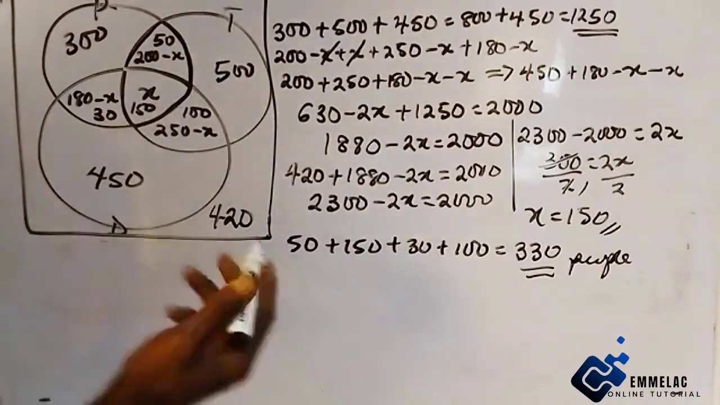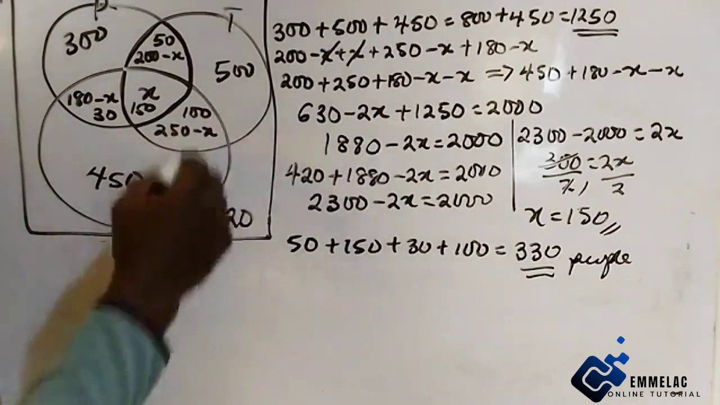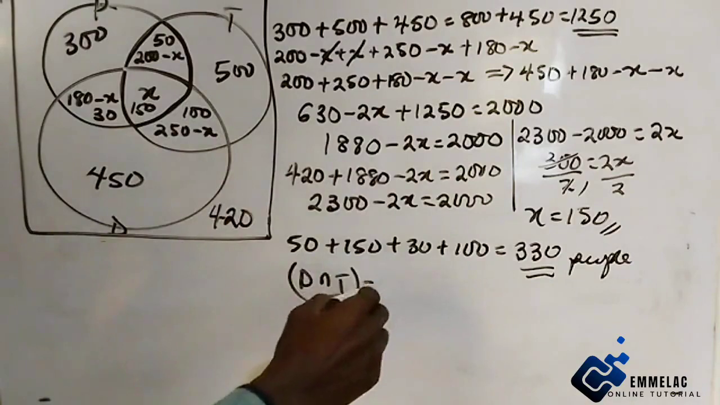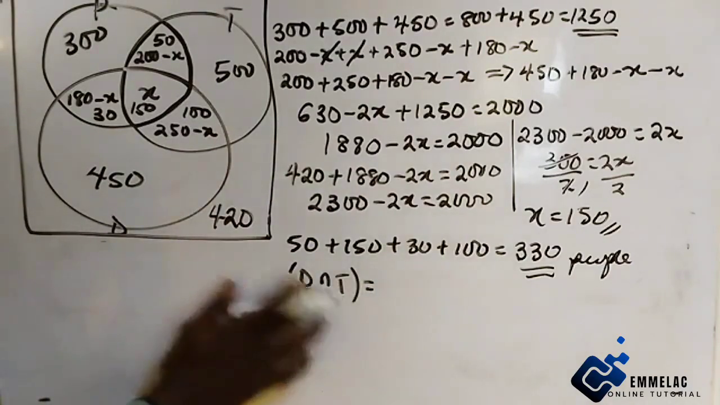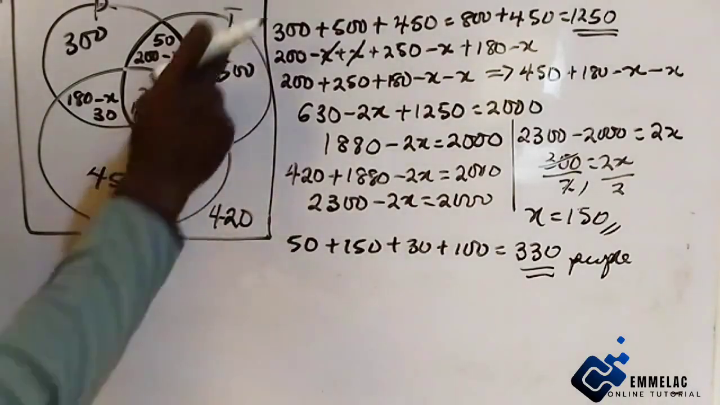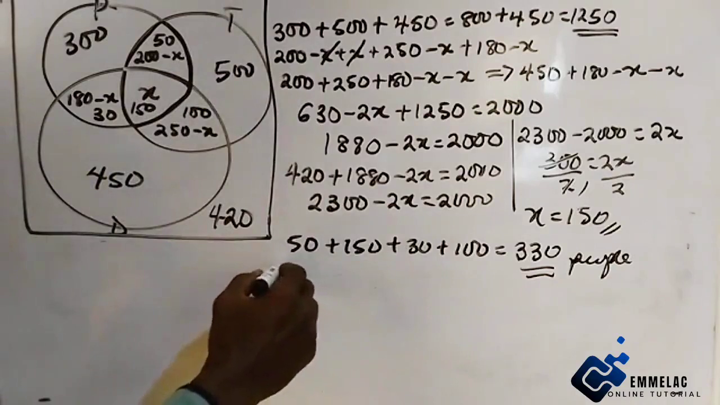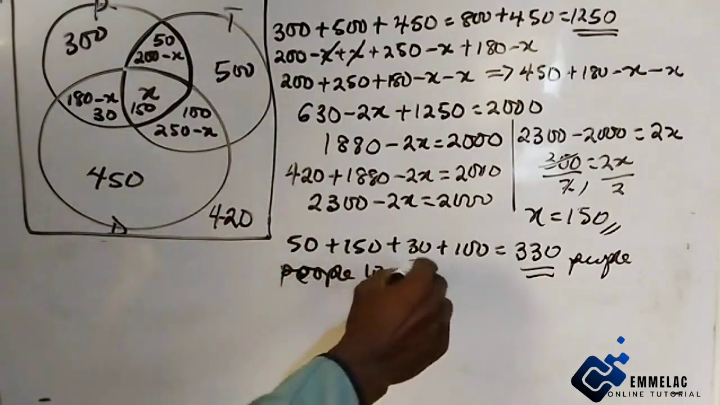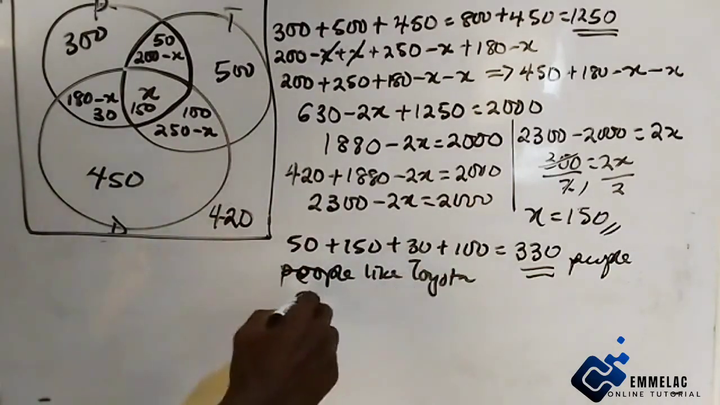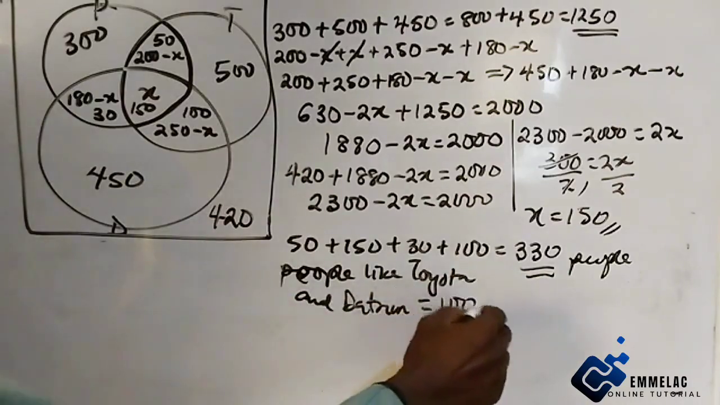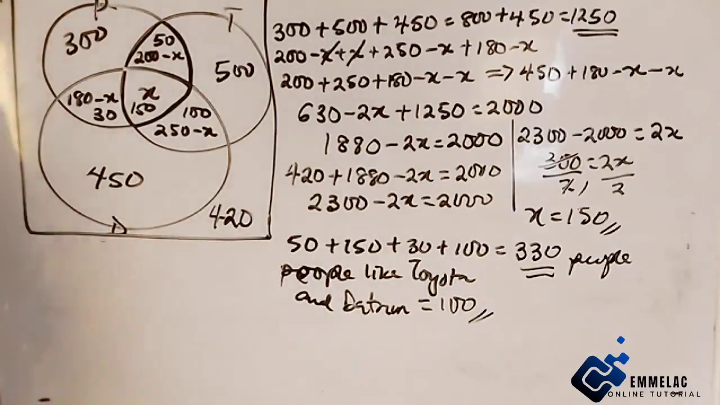We are also told to find those that love both Toyota and Datsun. So D intersection T, that is the people that like Toyota and Datsun, will give us 100. All right, this is the solution to the said set question.